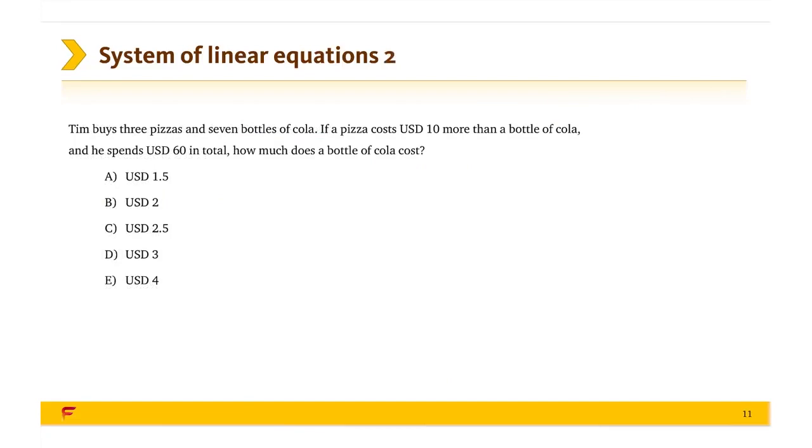Another question on systems of linear equations. This one is a bit more difficult this time. So let's say that a pizza costs P dollars and cola costs C dollars. So Tim buys 3 pizzas, 3 times P, plus 7 bottles of cola, 7C, and this is $60 in total. This is one equation. Another equation is given by this information here. A pizza costs $10 more than a bottle of cola, so P is C plus 10.